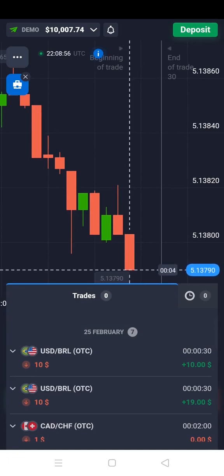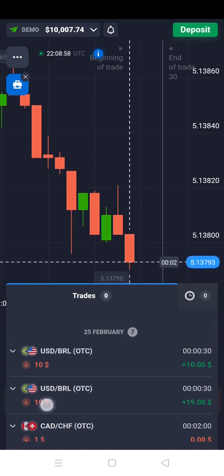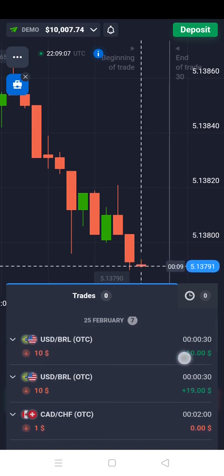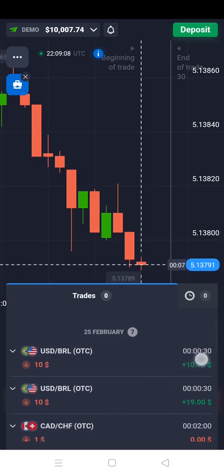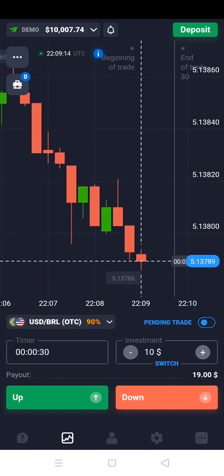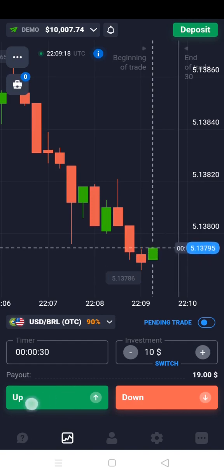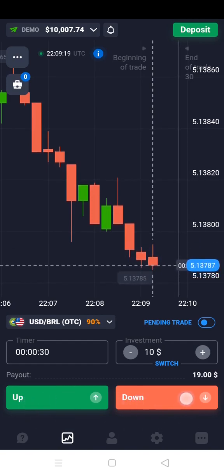So let's go to this portfolio. This is where we see our trade history. Over here, you see I took a $10 trade and I won it. I got a profit of $9. Over here, I took a $10 trade. I did not win, I did not lose. So that's why I have my $10 back. So this is how you take trades, by either buying with the green button or selling with the red button.